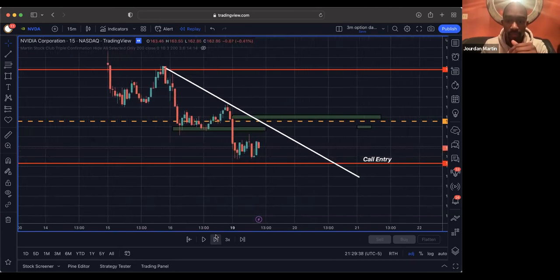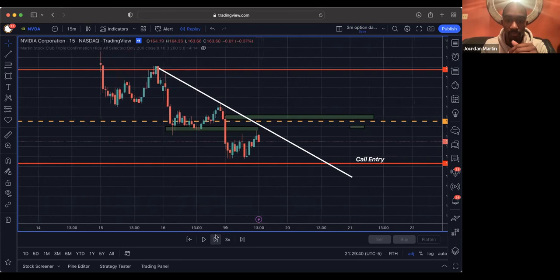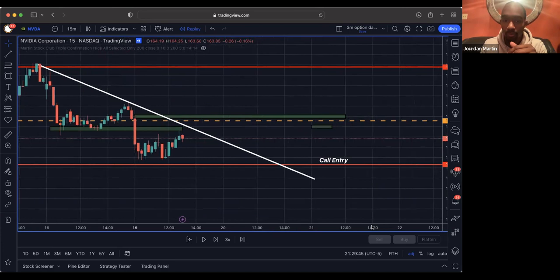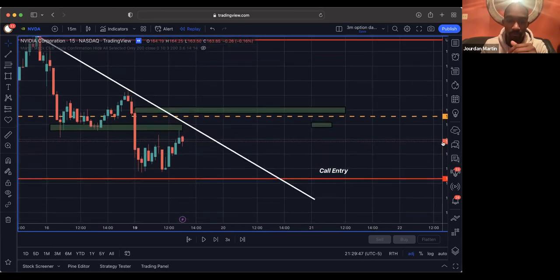So what we're looking for now is to pull back. Perfect. We're looking for that pullback. So what we just did was pull back and tag this zone again, right? Knowing that our demand is going to flip and be a supply zone now, right? So that's a potential put entry right there.